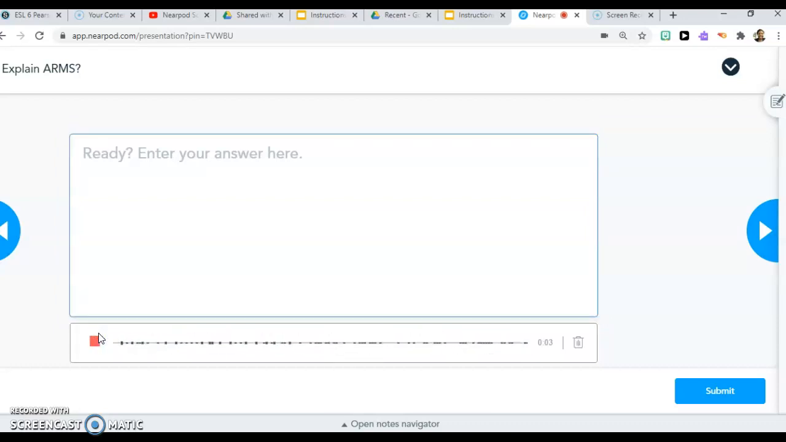Arms means A, add sentences to words to expand meaning. R, remove unnecessary sentences and words. M, move paragraphs, sentences, and words for organization. S, substitute sentences and words with other sentences and words and or antonyms.